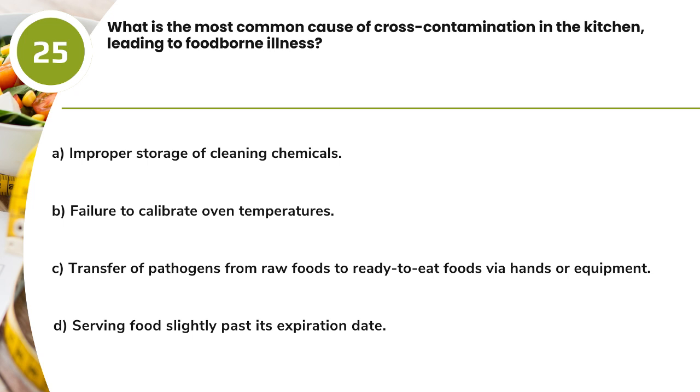Question 25. What is the most common cause of cross-contamination in the kitchen, leading to foodborne illness? A. Improper storage of cleaning chemicals. B. Failure to calibrate oven temperatures. C. Transfer of pathogens from raw foods to ready-to-eat foods via hands or equipment. D. Serving food slightly past its expiration date.